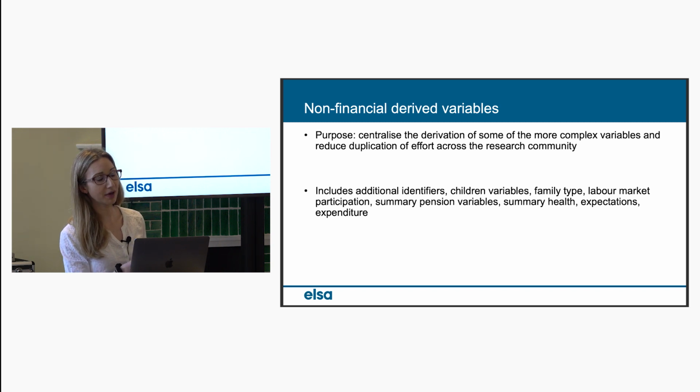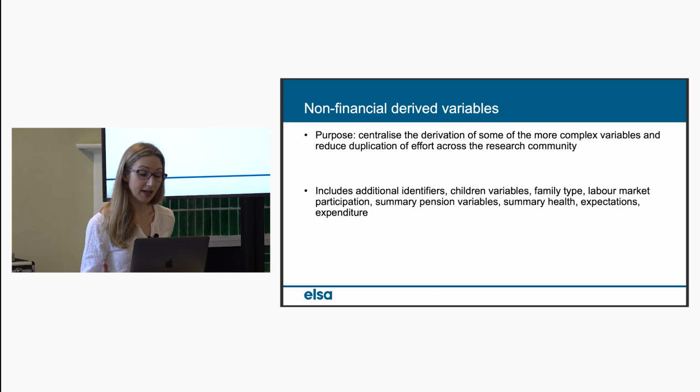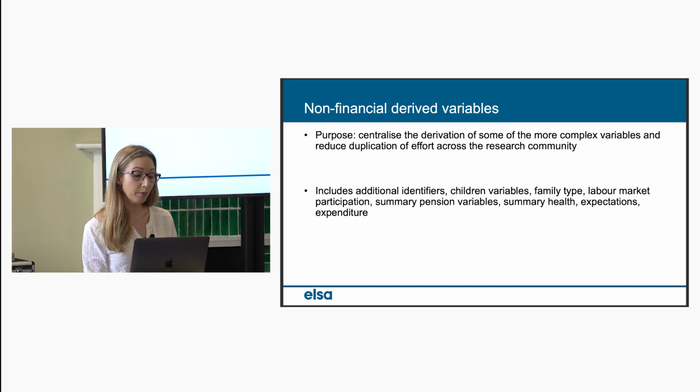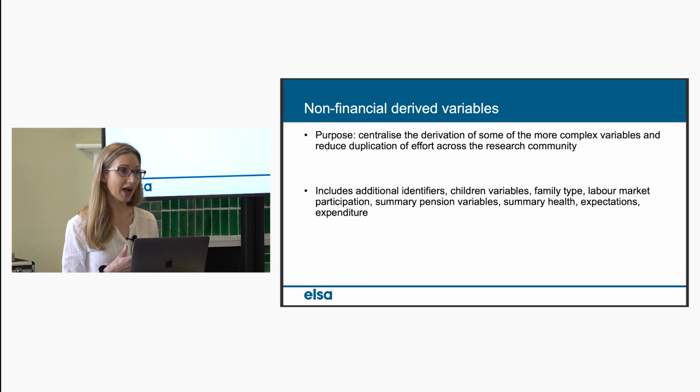So if you think about a couple, they might start off as a couple at the beginning of the wave, they might split up. So if they do, they get a different identifier, so it's like a cross-wave couple ID. We've got children variables, so the way that we collect how many children people have is in different parts of the survey, because some of the children will be living with them, some of them won't be, so we've tried to make that a bit more straightforward. Things like family type, labour market participation, some of the summary pension variables. So as I mentioned before, we don't include a measure of pension wealth, but we do include whether you have a private pension, whether you're claiming that now, whether you're not, some summary health variables and expectations, and some expenditure variables.